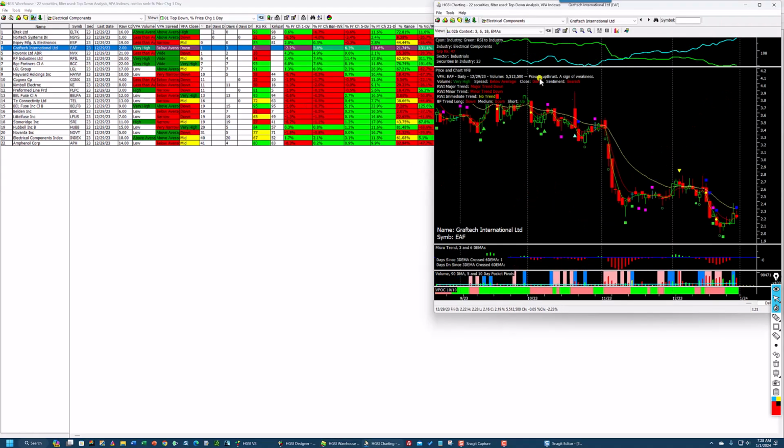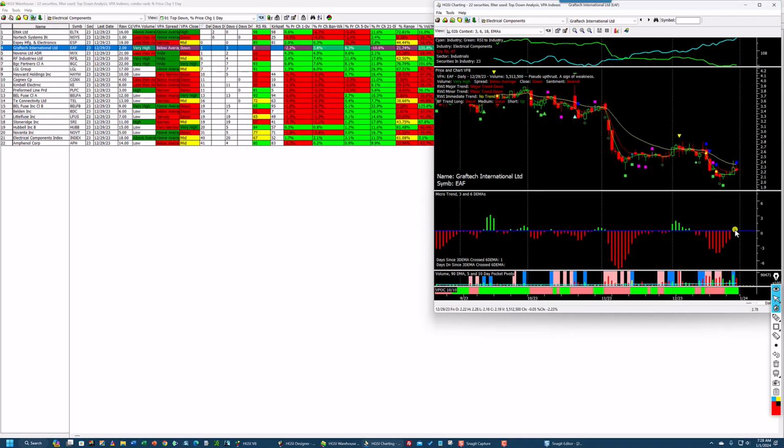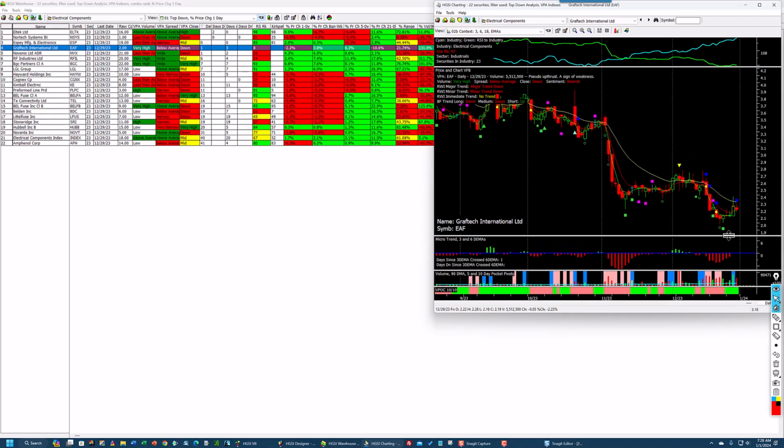GraphTech. Let's take a look at it. Clearly in a downtrend. It's underperforming the group. The green line tells us that. This is the group. The group's been fairly strong. Well, not a high group rank number, but it's been moving up. And this is a laggard. This is a real dog. But it's crossing over. You can see the little blue or green histogram there.